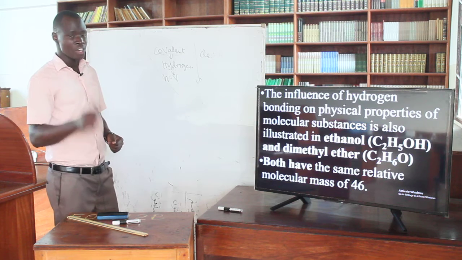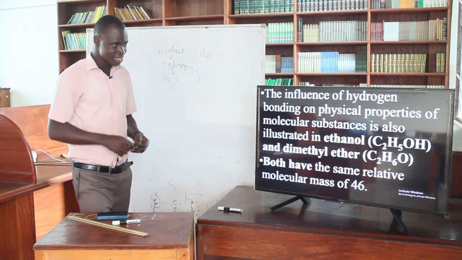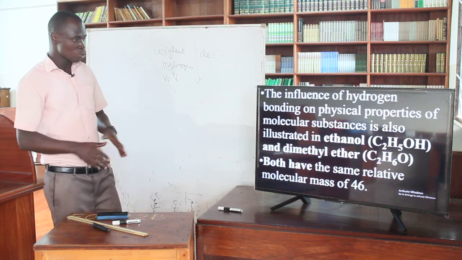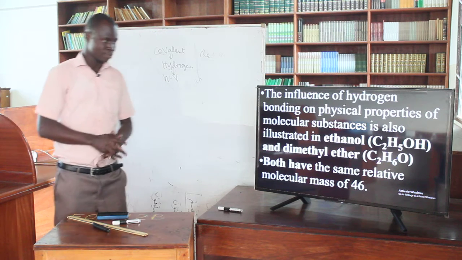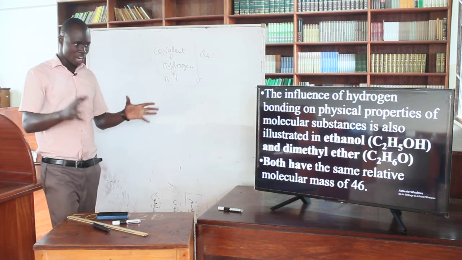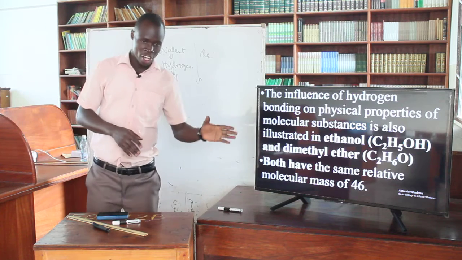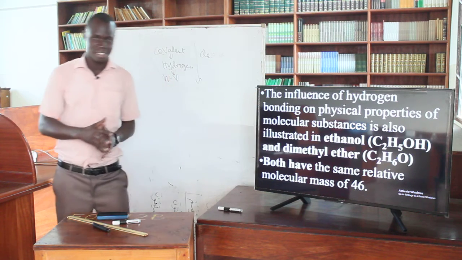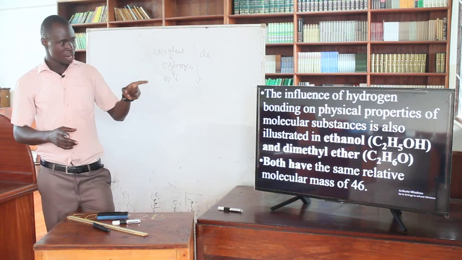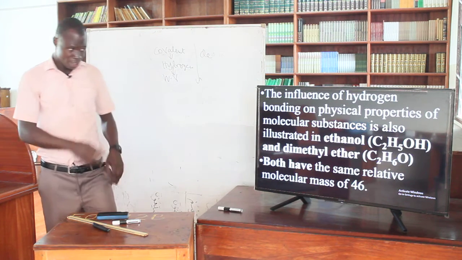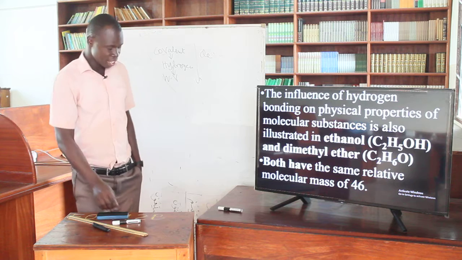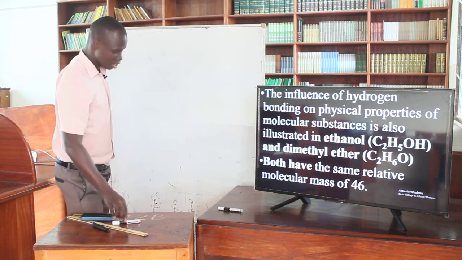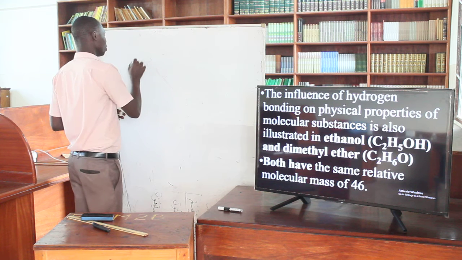The influence of hydrogen bonding can also be seen in ethanol, which is an alcohol, and what we call dimethyl ether. If you try calculating their relative molecular mass, you are going to find that both of them have got 46 as the relative molecular mass. But then again, if you look at ethanol, ethanol has got hydrogen bonding.